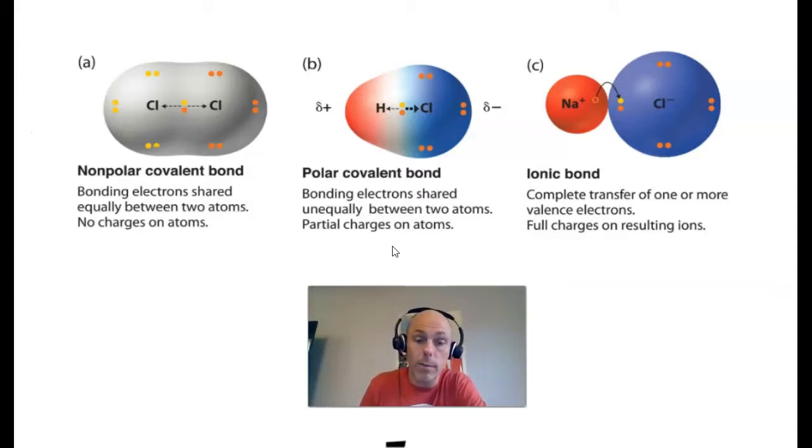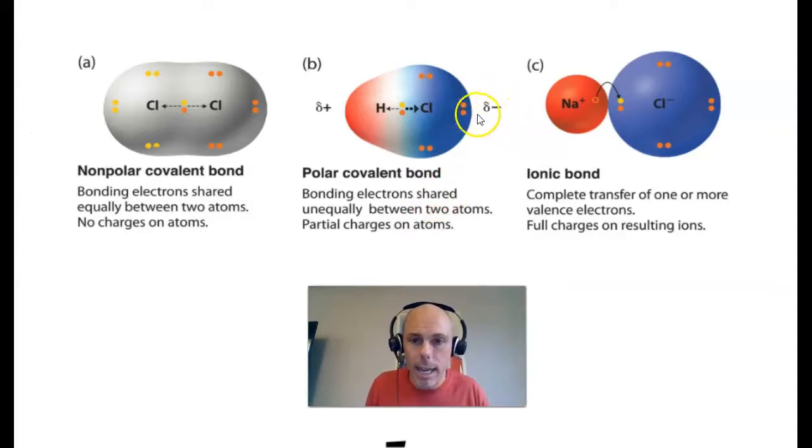The idea is that if one atom has a higher electronegativity than the other, it has a stronger attractive force for those shared electrons. Those shared electrons will spend more time with, be closer on average to the element with the higher electronegativity value. And what that does, because now there's more negative charge being spent on one atom than the other, is gives the atom with the higher electronegativity a slight partial charge.